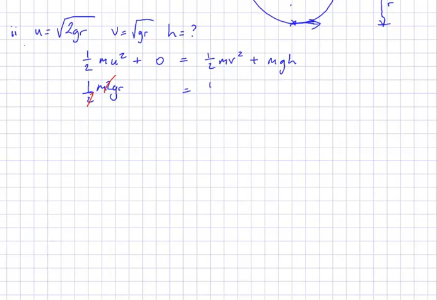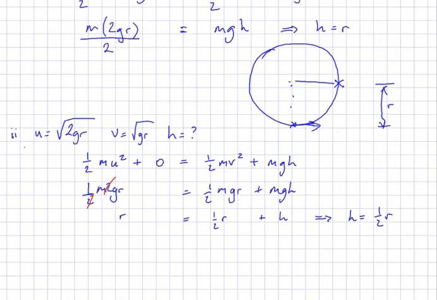We've got gr put in instead of v squared. Now you can see that m and g is a common factor, so we end up with r is equal to half r plus h. So it doesn't take too much to work out that h is equal to a half of the radius. So we'll scroll back down a little bit there. Sorry, what we've done is we've gone half the height up. So we've gone half the height up to that point there.